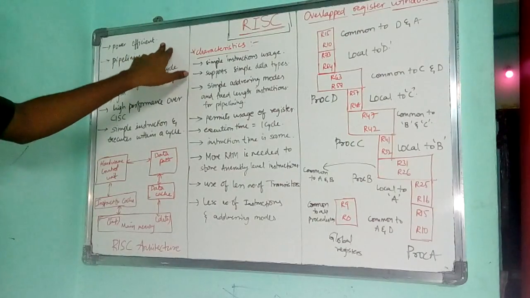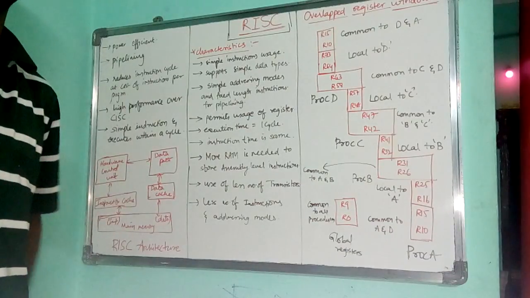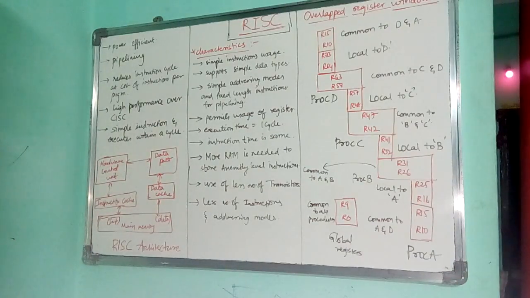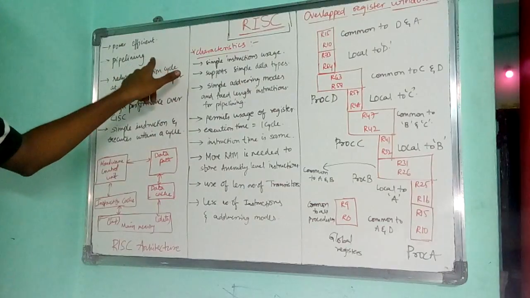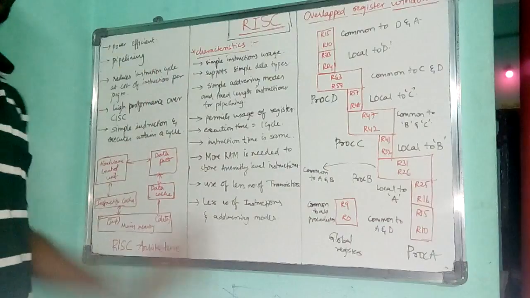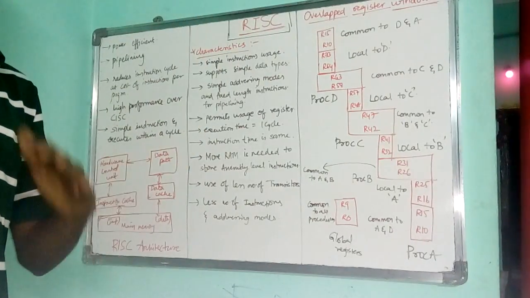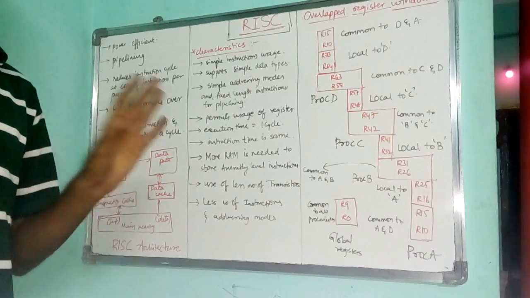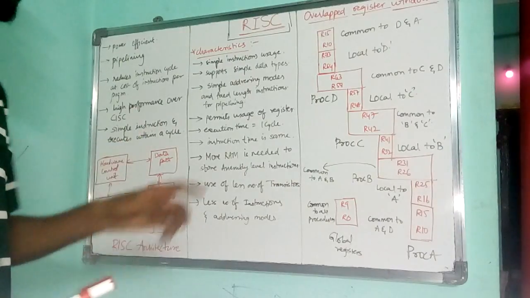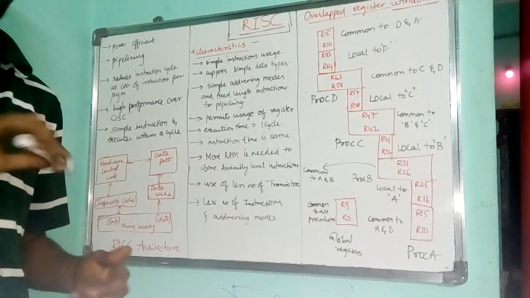The first feature of RISC is it is power efficient. Okay, it consumes less power than compared to CISC. And the next feature is pipelining. Okay, we know that pipelining is the alignment of instructions in an order for easy access of the instructions. So this is the important feature of RISC which is not found in CISC.